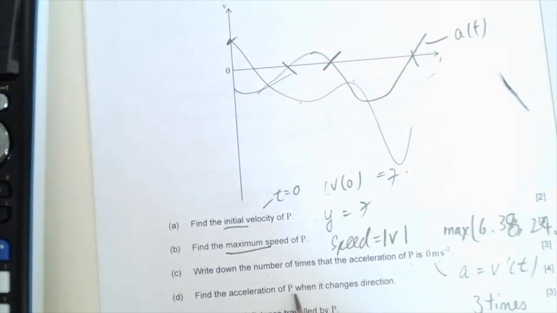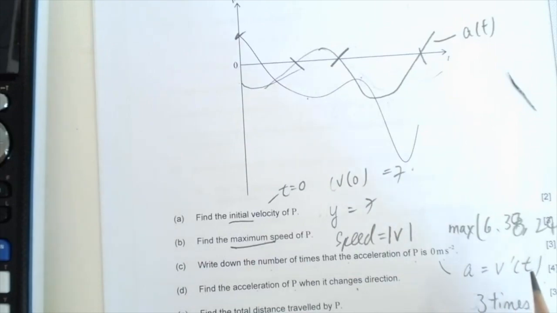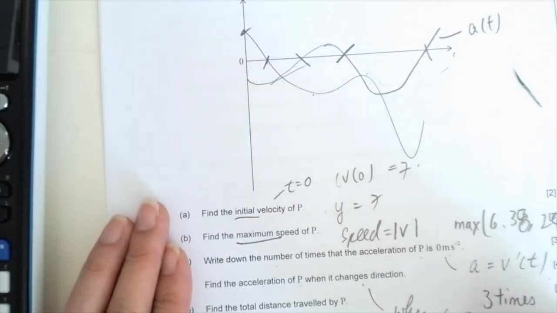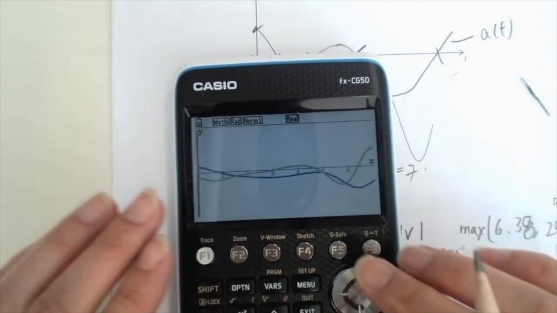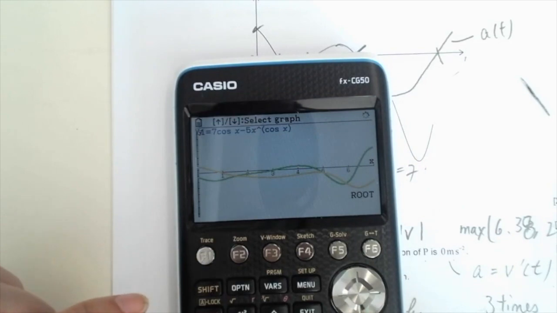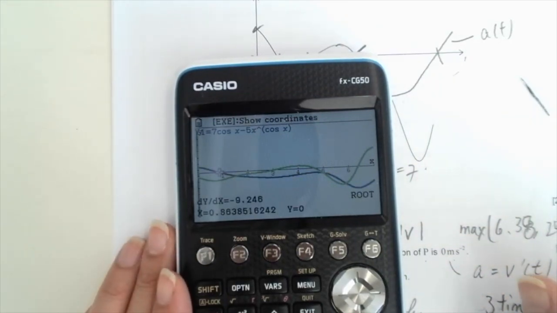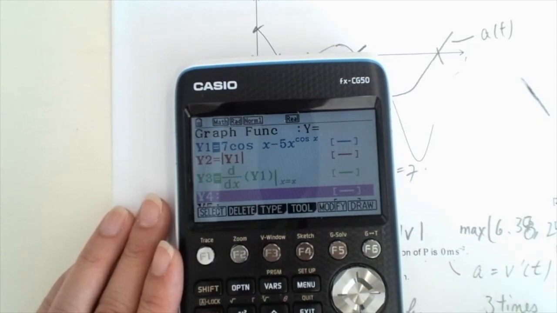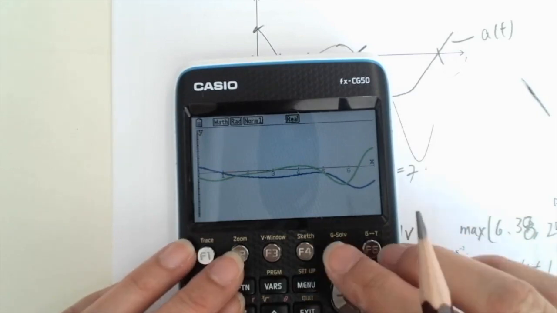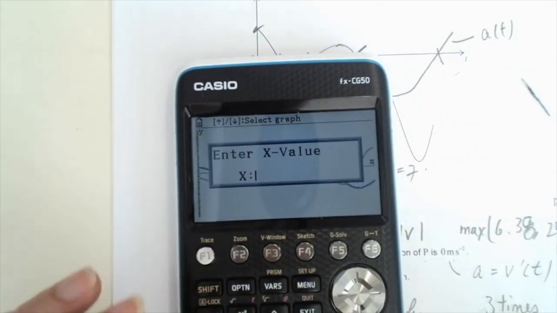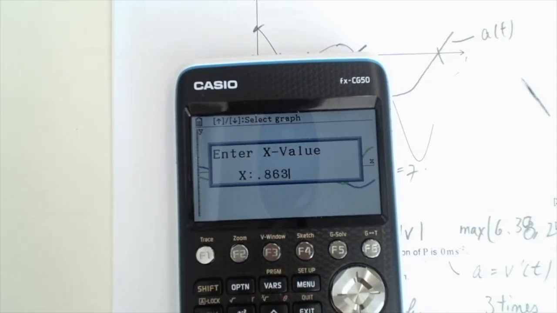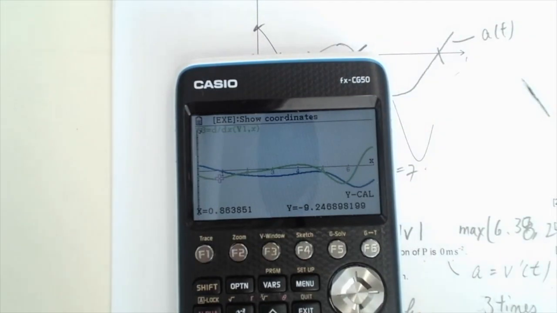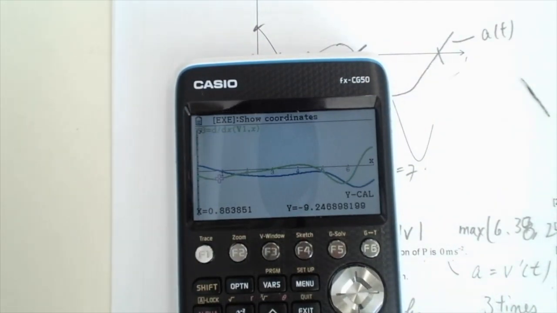And then find the acceleration of P when they change direction, which is when V equals 0. So when V equals 0, T should be, I'm really using the calculator, the root of the blue one. T will be equal to 0.863851, something like that. And then now put it back into A, which is the green one this time. So it's negative 9.2425 there.